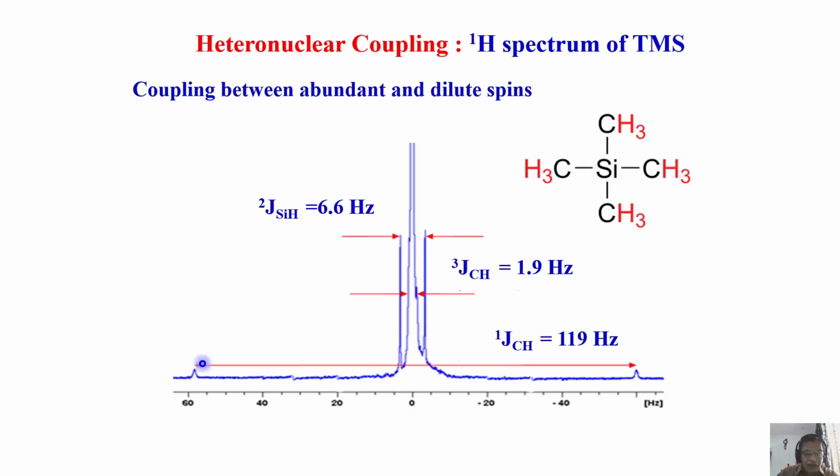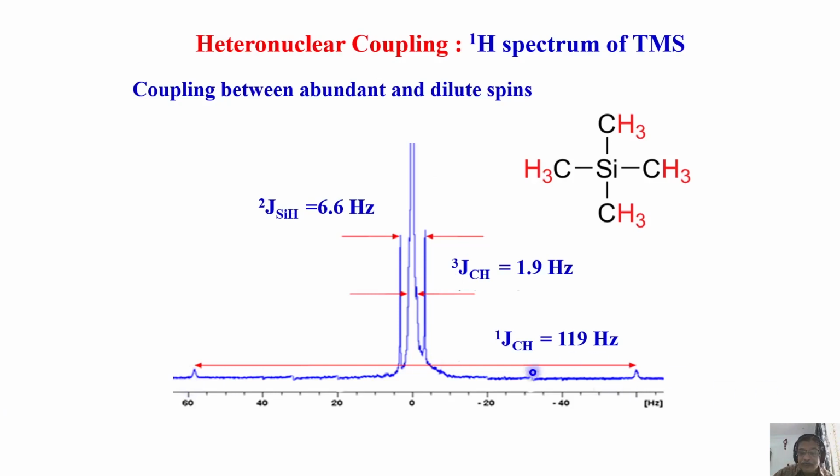So there are 2 types of carbon couplings here. Carbon proton, 1 bond carbon proton close to 119 Hz, and 3 bond carbon proton close to 1.9. As you see, you can see here, very weak in intensity. And these are called satellite peaks. But you can analyze them. You can't ignore them.